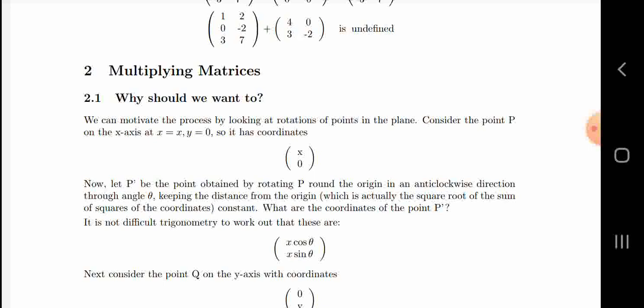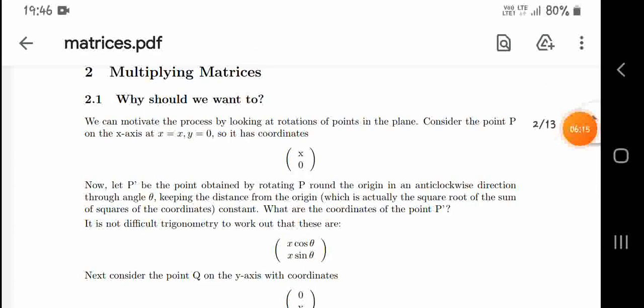So let us take the point P on the x-axis, where x is equal to x and y is equal to 0, so it has coordinates (x, 0). Now let us take P' to be the point obtained by rotating P around the origin in an anti-clockwise direction through an angle theta, keeping the distance from the origin constant. What are the coordinates of the point P'?